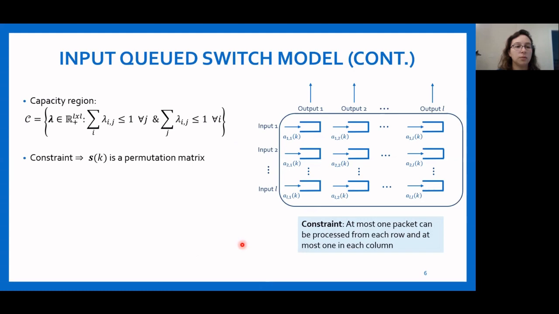So a different way to write this capacity region is as follows. Notice that since all packets have size 1, then the potential service vector is a permutation matrix. So let's call capital S the set of permutation matrices. Then the capacity region C can also be written as the convex hull of this set capital S. Keep this in mind because it will be important for the capacity region of the generalized switch.